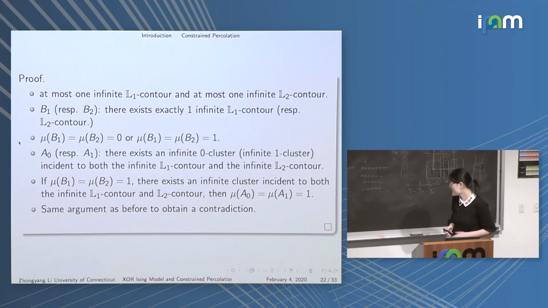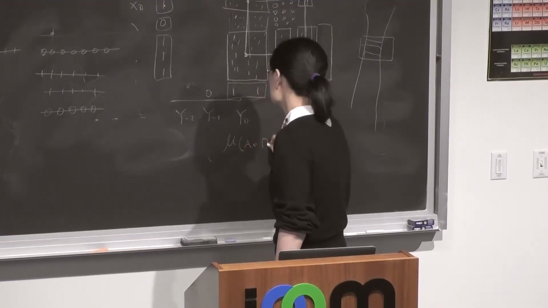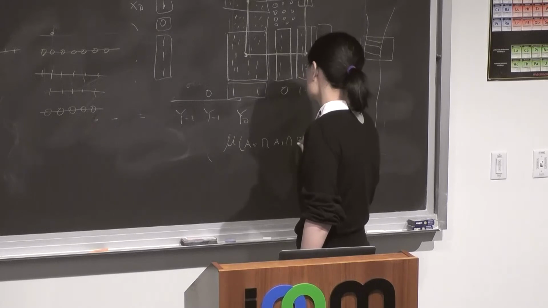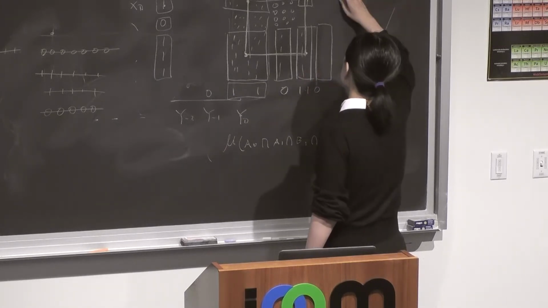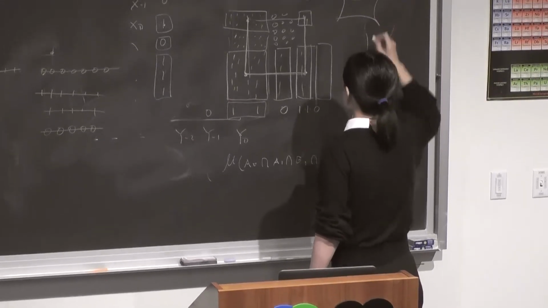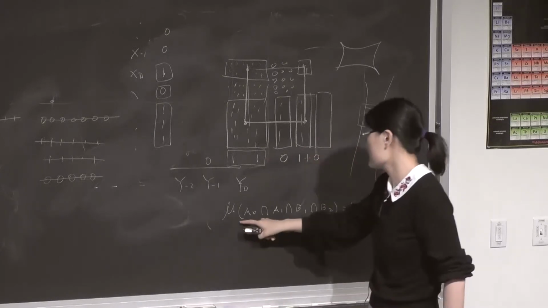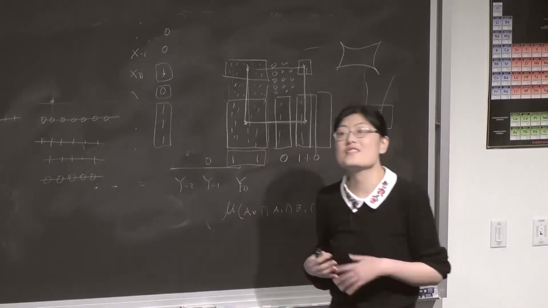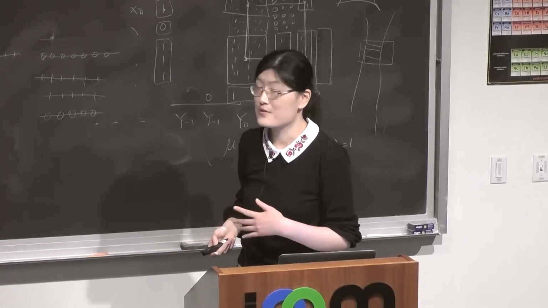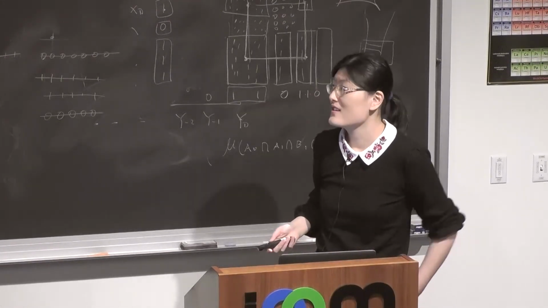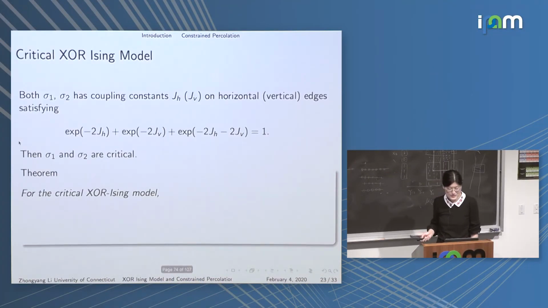Then again we obtain that mu of A0 intersection A1 intersection B1 intersection B2 is equal to 1, and again we obtain such a picture, and we can obtain a contradiction. Recall that we have already shown that this is not possible. The proof is based on a specific geometric property of the two-dimensional plane. Therefore, the same argument applies, and we obtain a contradiction.